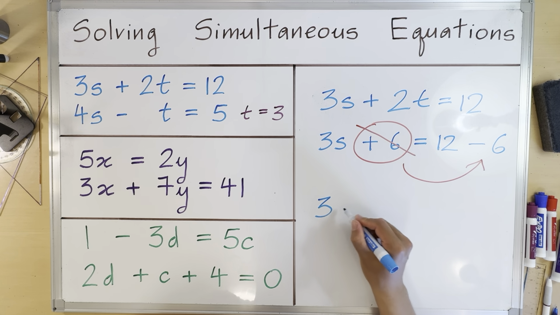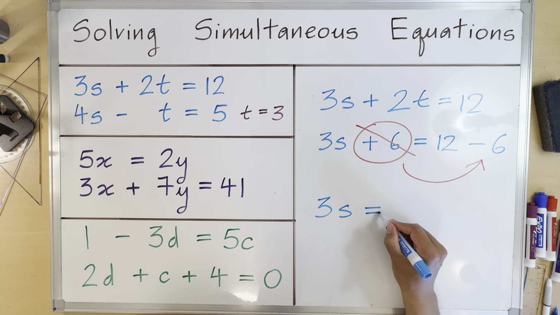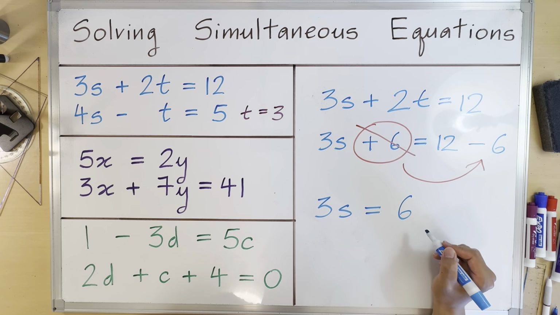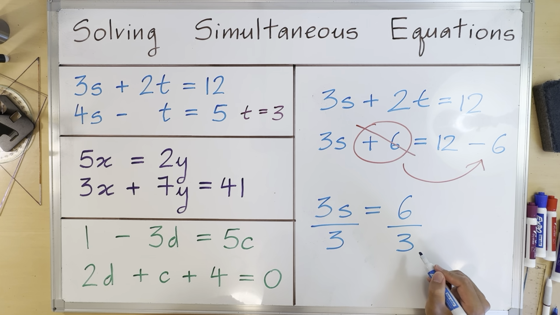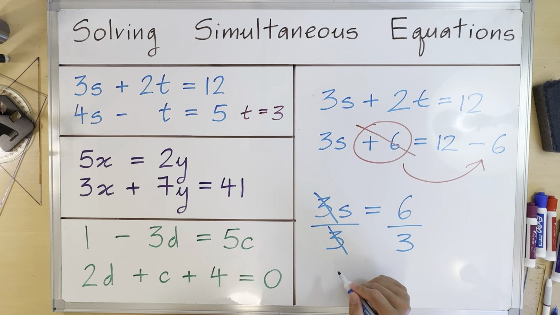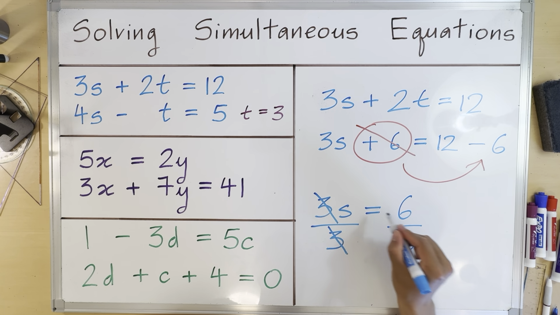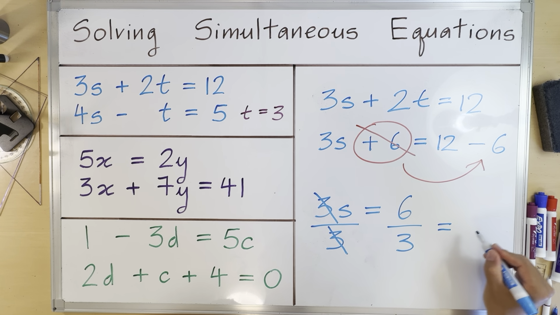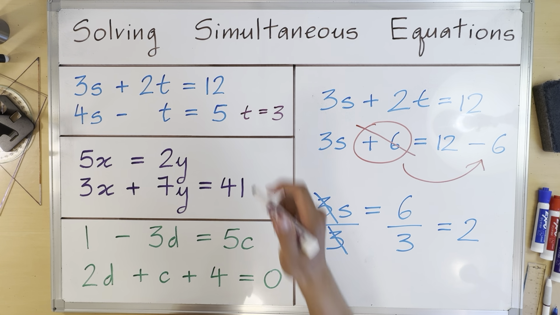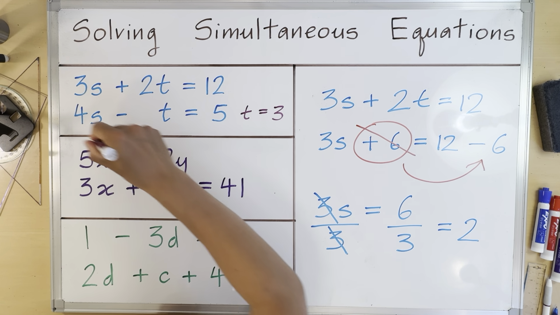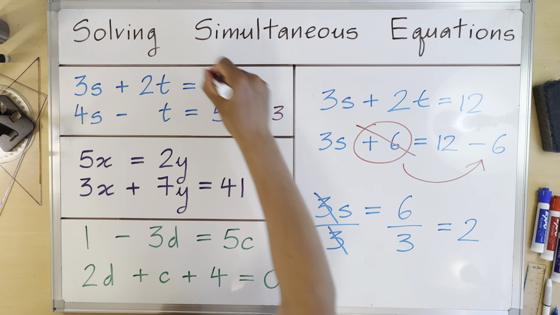So 3s is now equal to 12 minus 6, which is 6. Divide both sides of the equation by 3. 3 and 3 cancel each other out, which leaves us with s being equal to 6 divided by 3, which gives us 2. And so therefore, for the first set of simultaneous equations, s is equal to positive 2 and t is equal to positive 3.